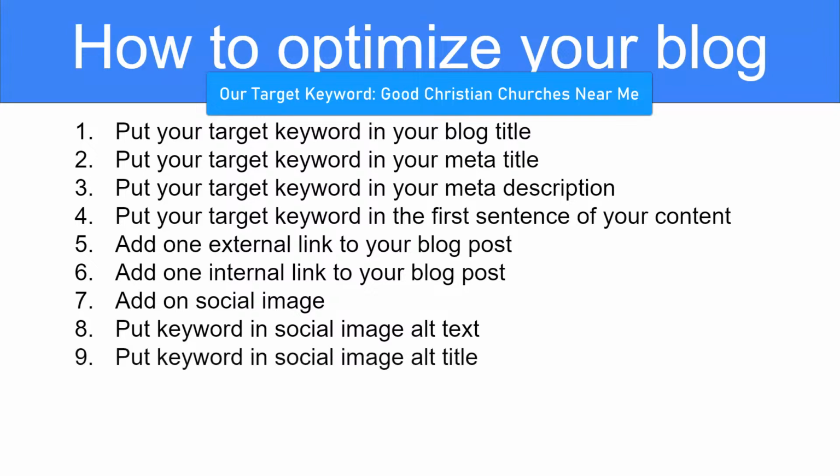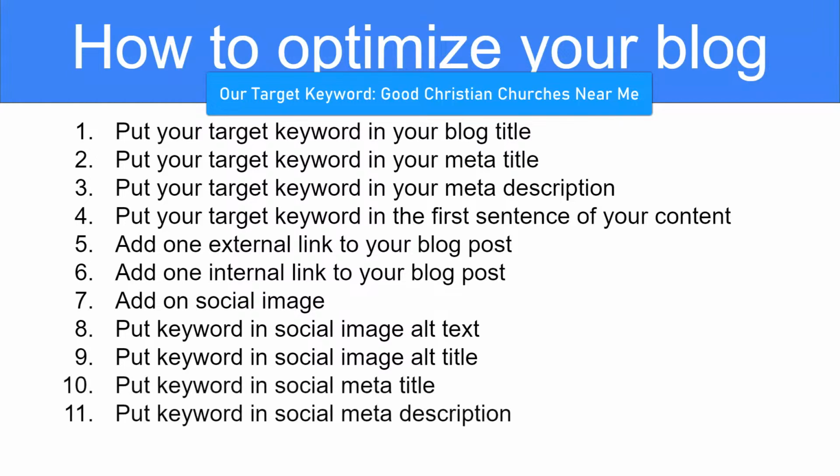Step number 9, put keyword in social image alt title. Step number 10, put keyword in social meta title. Step number 11, put keyword in social meta description. And step number 12, add one embedded video. So let's get into step by step on how to do each one of these steps. Keep it locked.